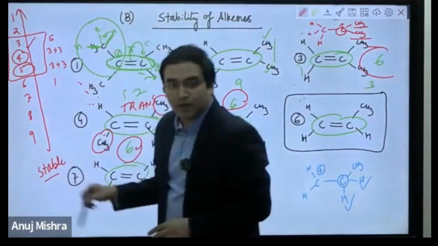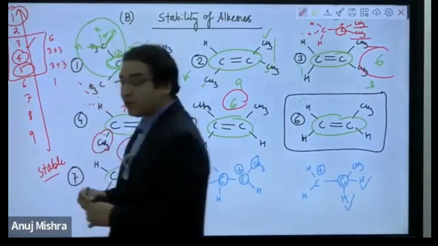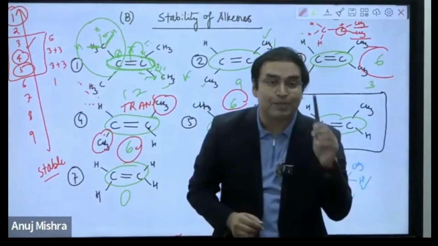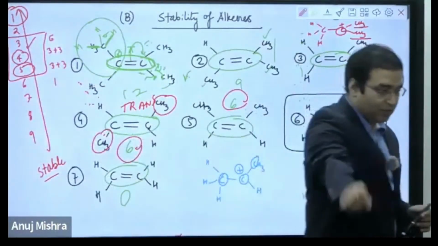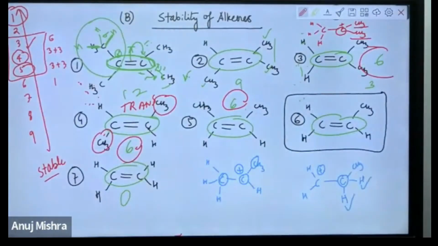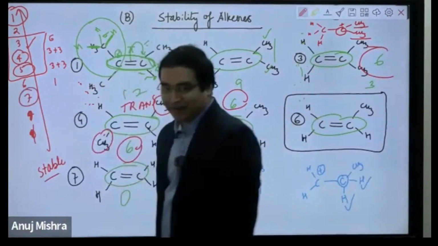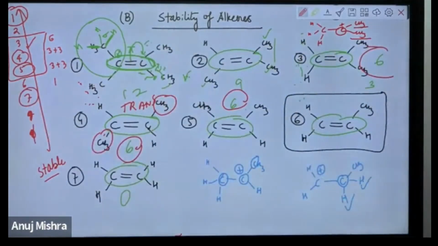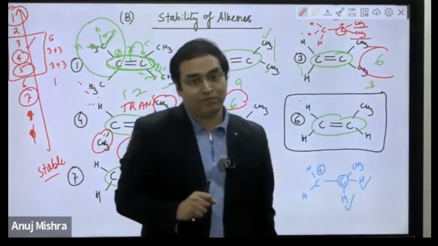The sequence is clear. If you know the sequence, can I say this is the most stable alkene? If a question comes in exam, which is the least stable alkene, what should be your answer? Write down. Ninth one is least stable alkene. Oh, sorry, seventh. Seventh one is least stable alkene. One more line for seventh one: seventh one is most reactive alkene.